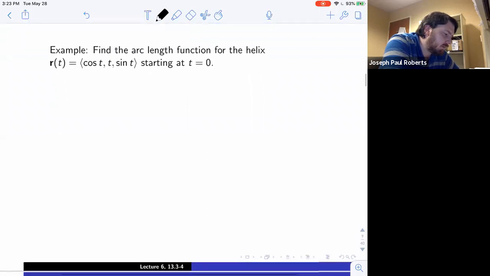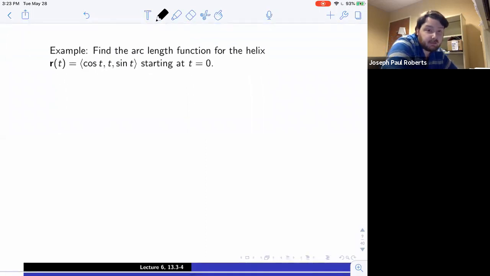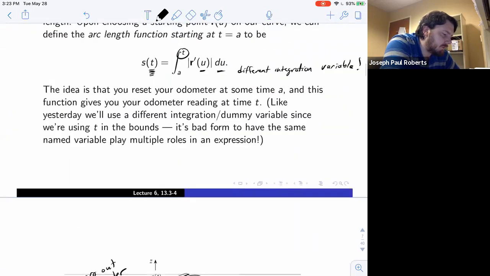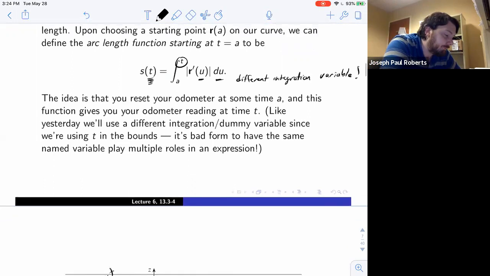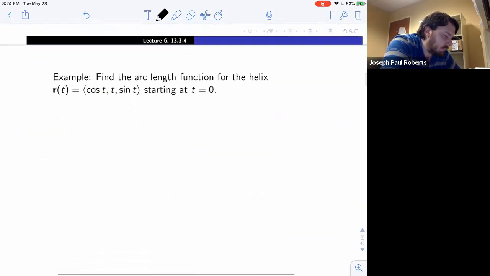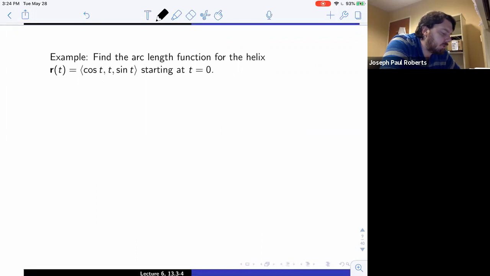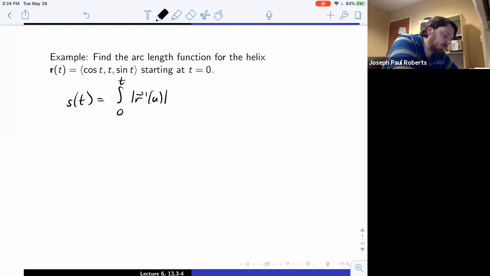And so let's find the arc length function for this same helix that we did, starting at t equals 0. So this a is always going to be a number that you have to be told. It's telling you what time you zero your odometer. And so it says to zero our odometer at t equals 0. So essentially what we're on the lookout for is S of t is the integral from 0 to t of the length of r prime, and then I shouldn't use t, I should use a different integration variable, so let's just use u.